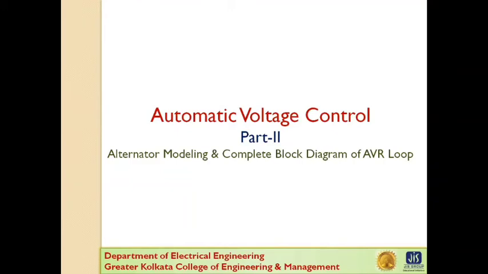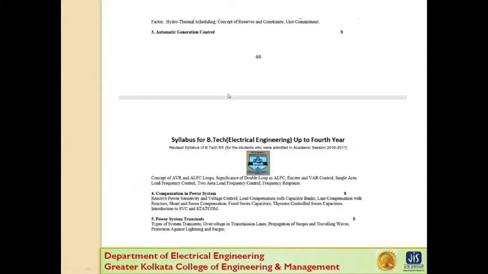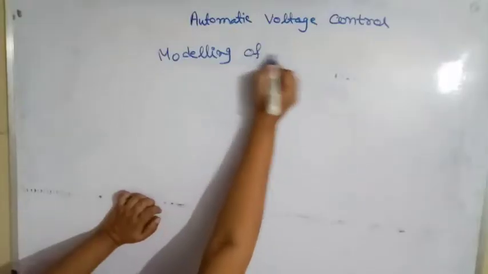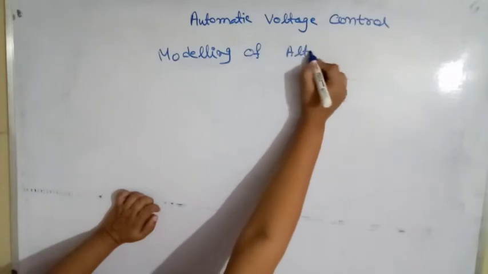In this video, I will discuss alternator modeling and the complete block diagram of the AVR loop. These subtopics are under the topic automatic voltage control. This topic is included in module 3, automatic generation control, of the subject Power System 3. The course code is EE-703A. To help you understand these topics better, I will do board work. Modeling of alternator.